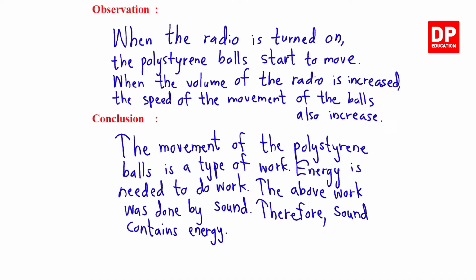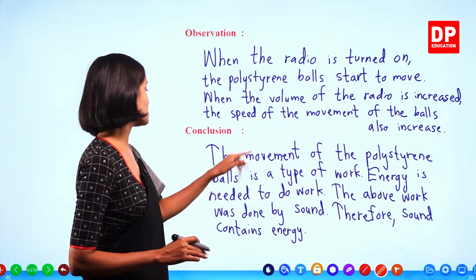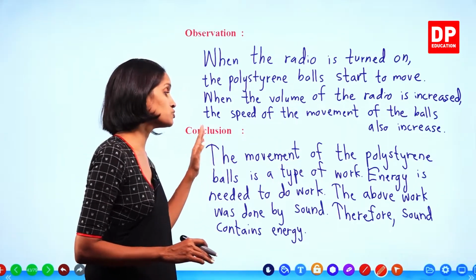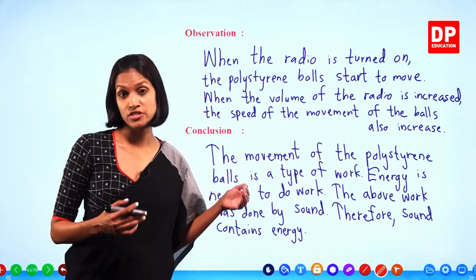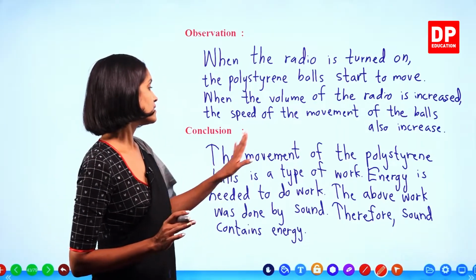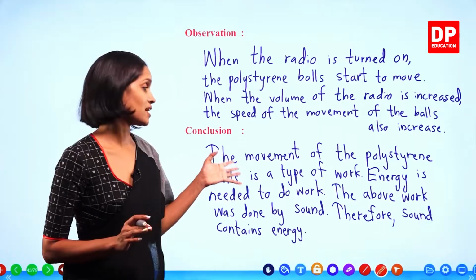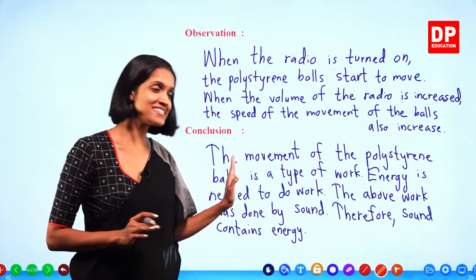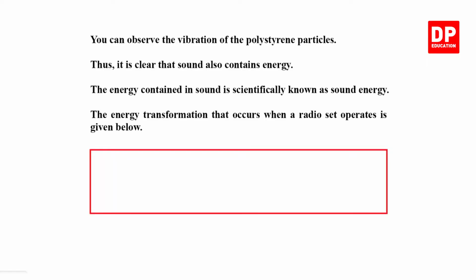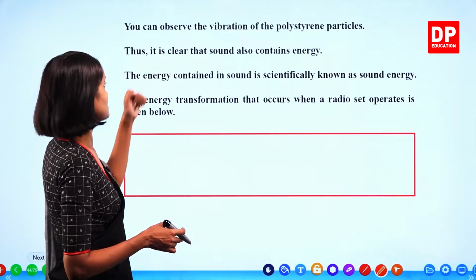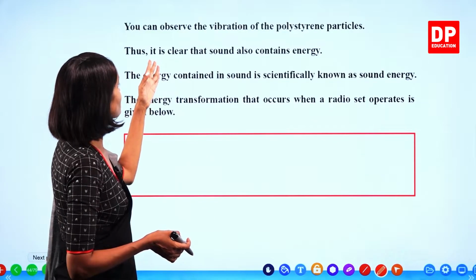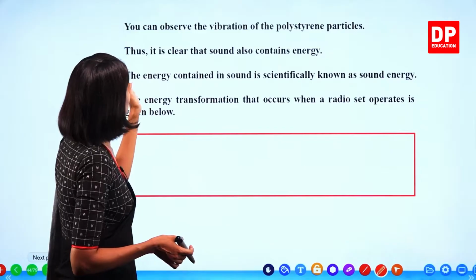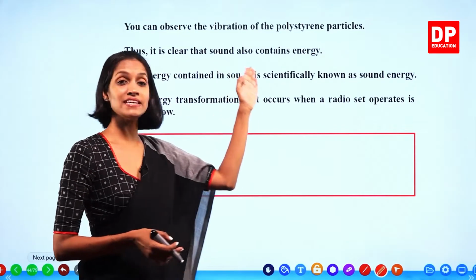Right, children? The movement of the polystyrene balls is a type of work, right? Energy is needed to do work. We all know that because in the first chapter we learned that, right? The above work was done by sound. Therefore, sound contains energy. Right, children? We will move on to the next. Right, the same thing is given here. You can observe the vibration of the polystyrene particles, right? So thus it's clear that sound also contains energy.